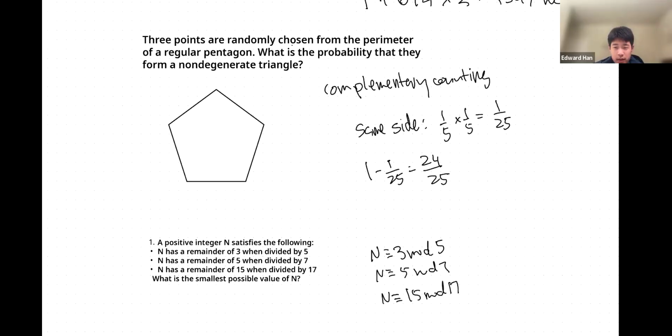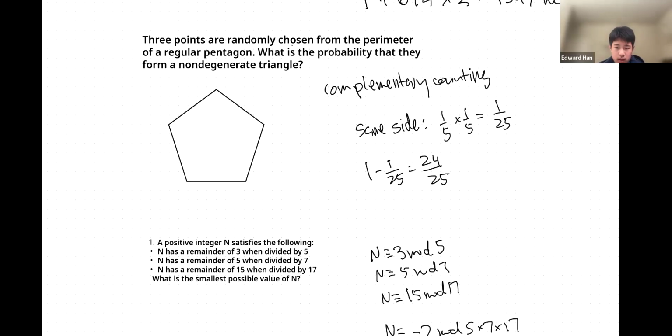And so there's 2 ways to approach this. The first way is to use a formula and an algorithm, by considering 2 of them, combining them, then considering the last one. But that is slow and tedious, and it's kind of inefficient. So the second way is to look at the numbers and realize that 3 is 2 less than 5, 5 is 2 less than 7, and 15 is 2 less than 17. So this simplifies down to n is congruent to negative 2 mod 5 times 7 times 17. And this is a unique solution by the Chinese remainder theorem.